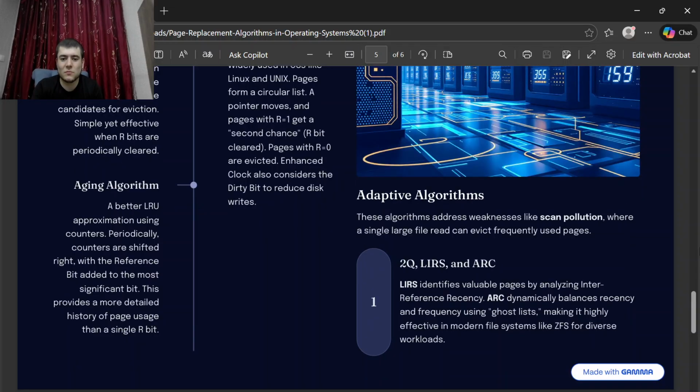Adaptive algorithms address weaknesses like scan pollution, where a single large file read can evict frequently used pages. 2Q, LIRS, and ARC. LIRS identifies valuable pages by analyzing inter-reference recency. ARC dynamically balances recency and frequency using ghost lists, making it highly effective in modern file systems like ZFS for diverse workloads.